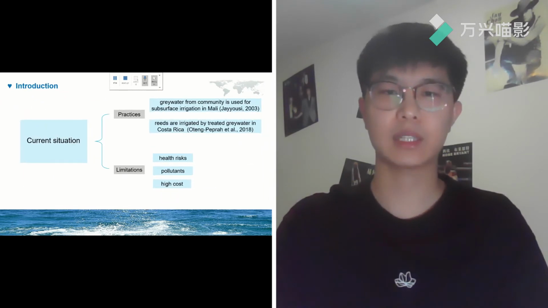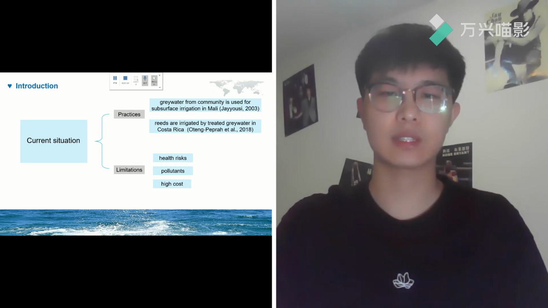Next is current practices and limitations in grey water reuse. Grey water in its treated form has found usage in multiple sectors around the world. For instance, grey water from a community is used for subsurface irrigation in Mali, and in Costa Rica, reeds are irrigated by treated grey water. The limitations of reusing grey water are mainly associated with three aspects.